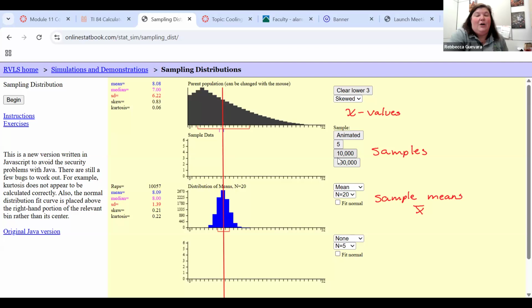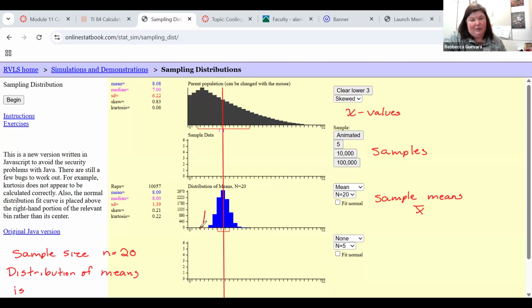So what we see here is we started out with a population that was skewed. And when I'm using a sample size of 20, what we see is that my distribution of means is looking pretty normal. It's got that symmetric bell-shaped curve to it. Sorry, I was trying to draw that in there. So we're seeing something that's looking normally distributed.